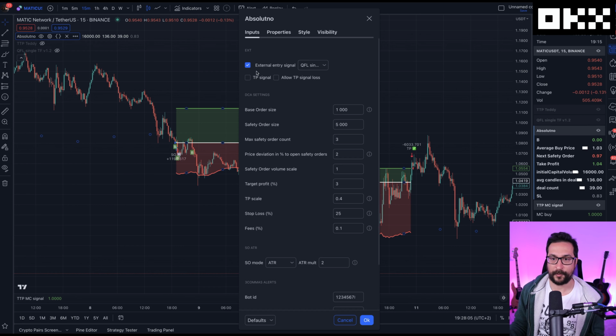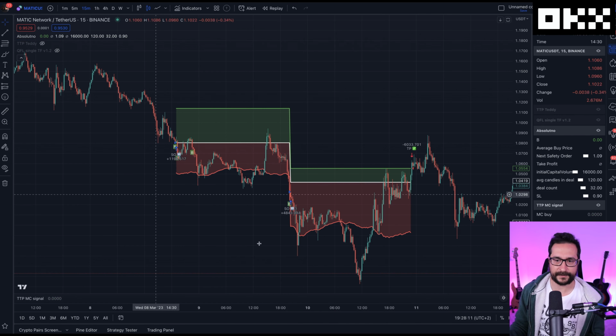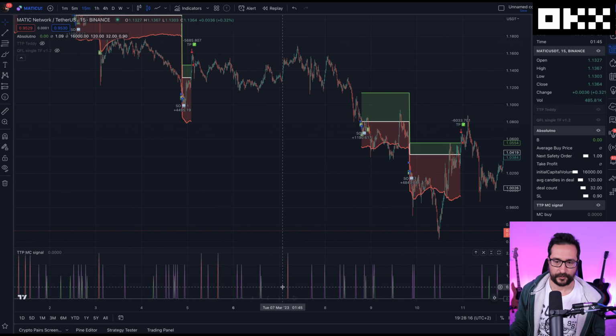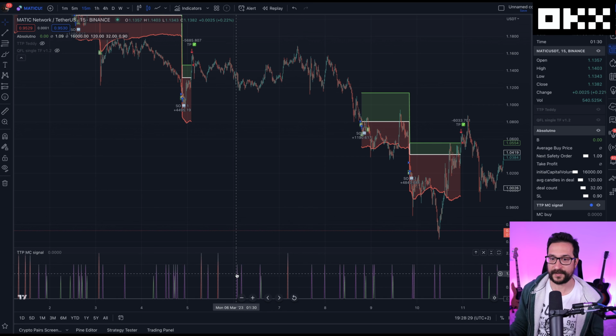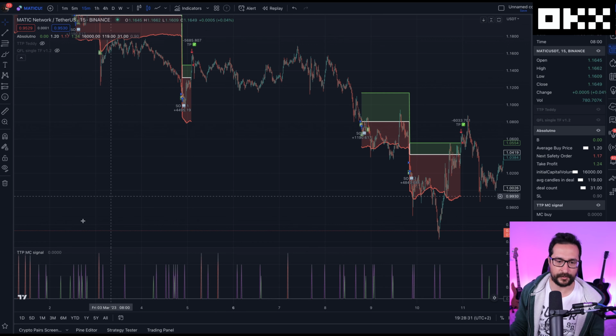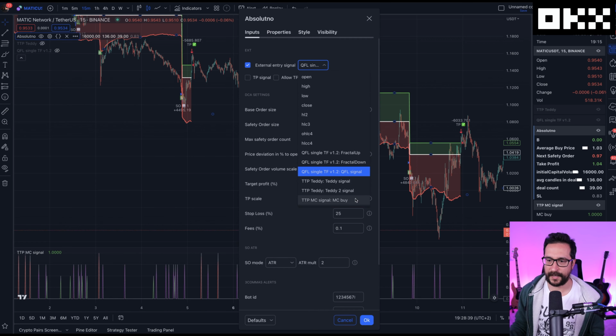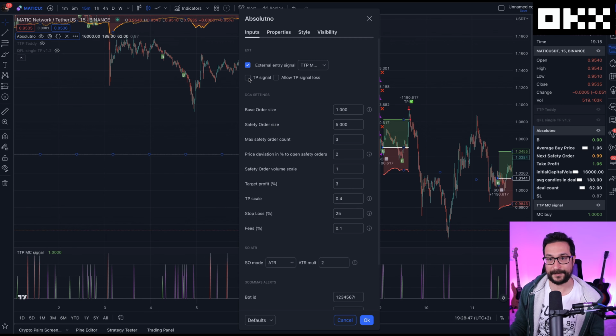To show you how we can use the TP signal from the indicator, I'm going to connect it with Market Cipher. So here I have a version of Market Cipher that is pretty convenient for backtesting purposes and also for alerting, that is available to all members, that I'm going to be using as a signal to enter and to exit from Absolutno. In Absolutno, I'm going to select Market Cipher Buy, and I'm going to select TP signal.